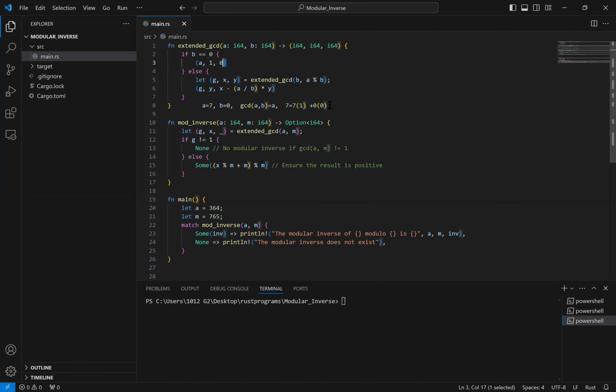If M is 0, and in fact M becomes B in terms of calculating the GCD. Else here means if none of the numbers is 0, if B is not 0, then we proceed with the Euclidean algorithm.